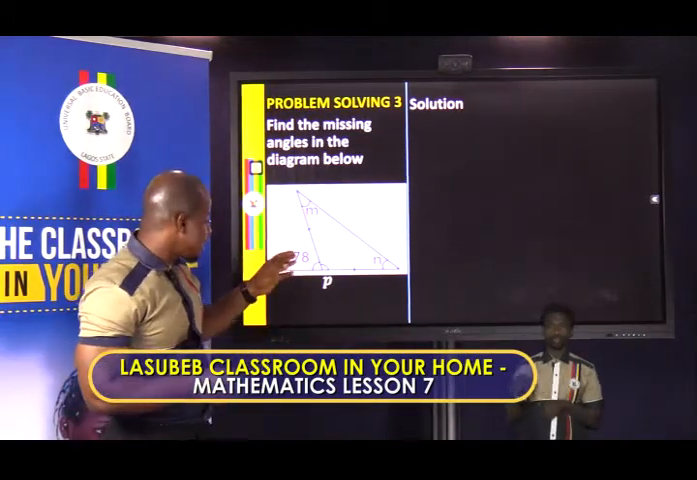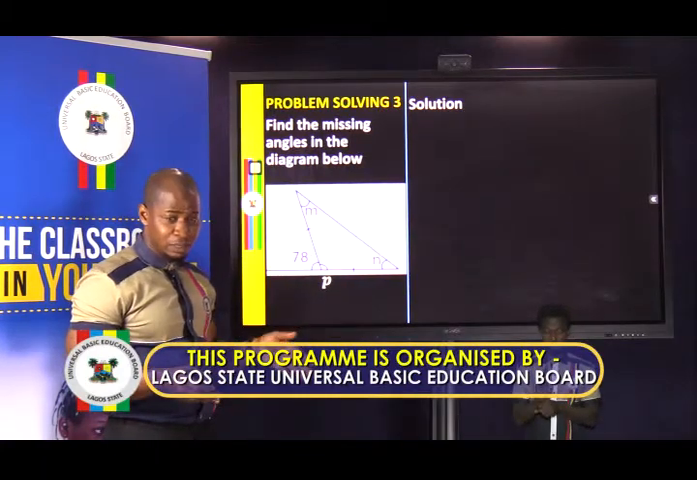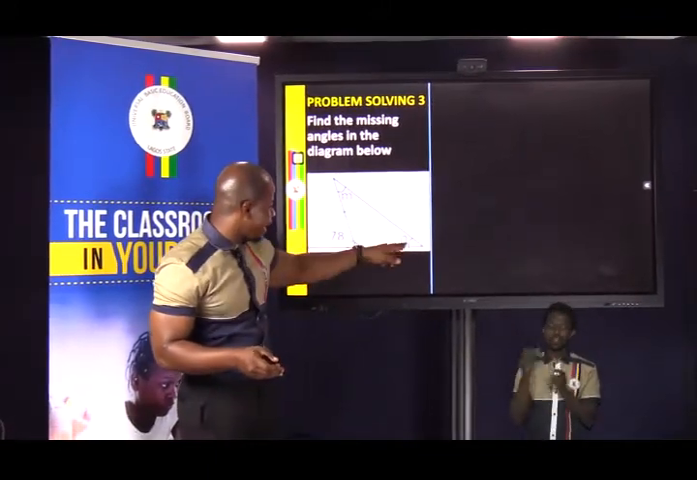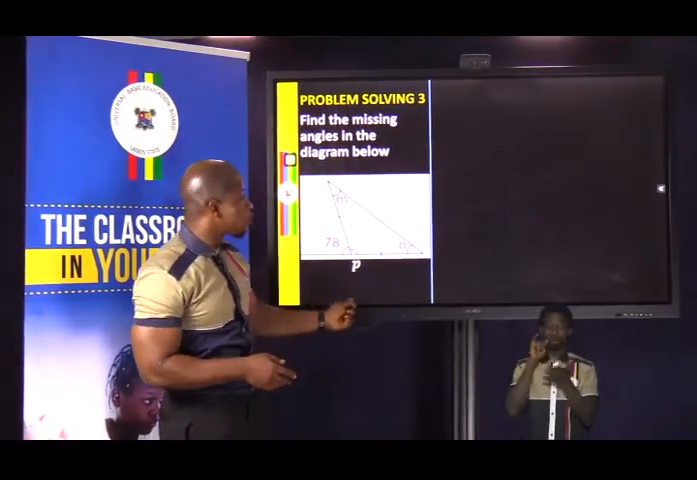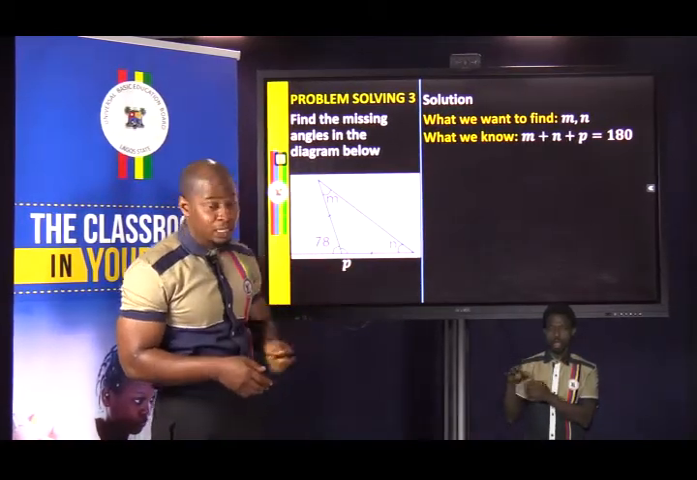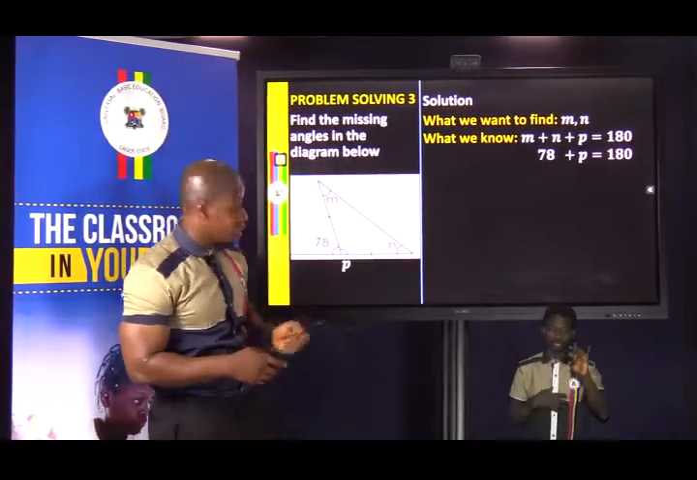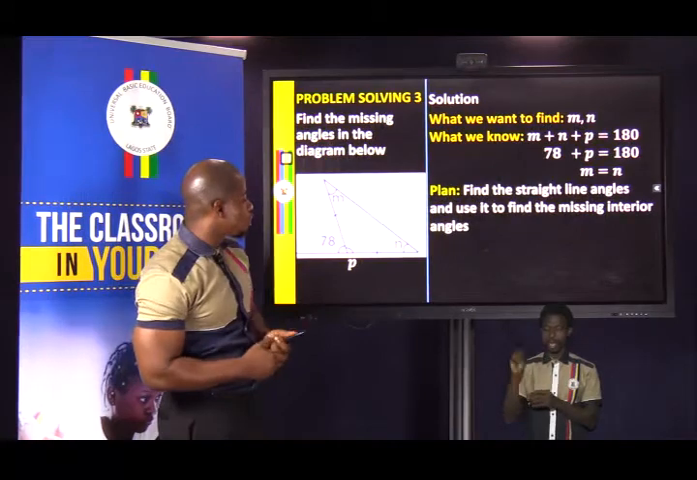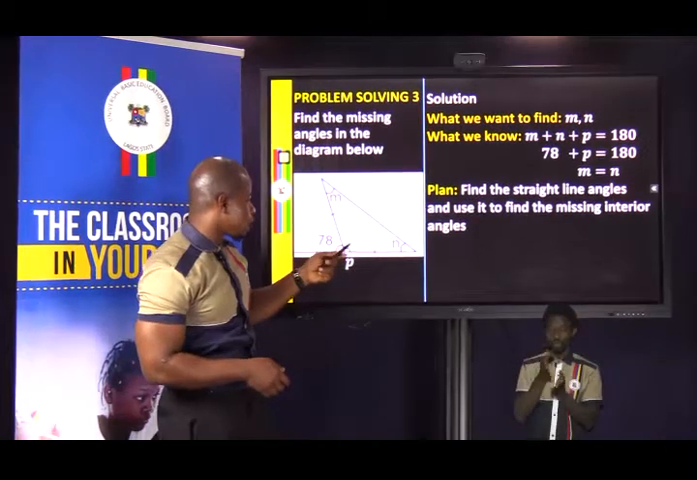And so we know that if we add 78 to this angle inside, we will get 180 degrees because angles on a straight line will give us 180 degrees. We also know that if we add M and N and this angle again, we will get 180. And finally, we know that M equals N. So we write all these out. M and N and P, this angle, will give us 180 degrees inside the triangle. Also, 78 and P will give us 180 degrees, angles on the straight line. And we know that M and N are the same thing. The plan is to find the straight line angles, using that to find the missing interior angles.